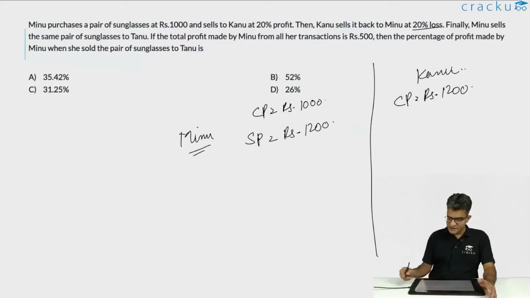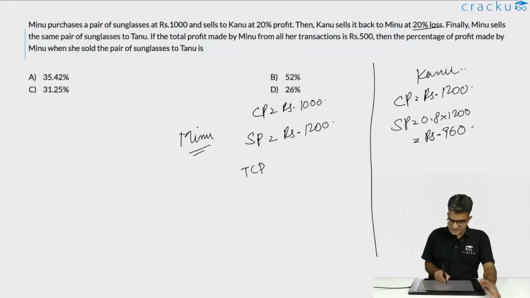And she sells it back to Minu at a 20% loss. And the selling price will be 0.8 into 1200, which is equal to rupees 960. This is the selling price. Now the second cost price for Minu will be 960. Finally, Minu sells the same pair of sunglasses to Tanu. Let us assume that the second selling price is rupees X.